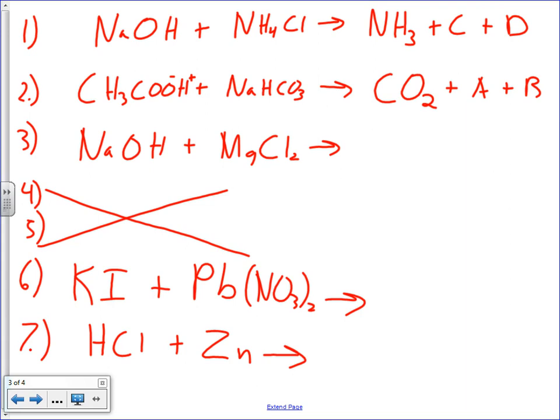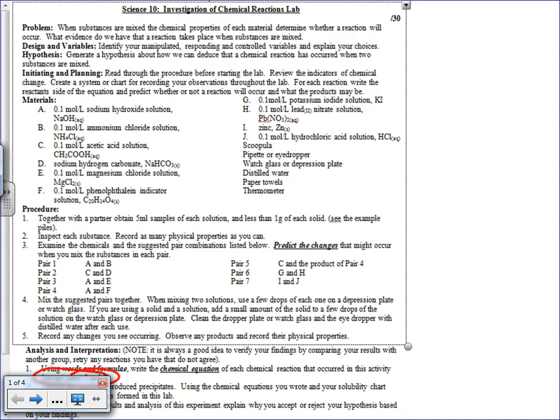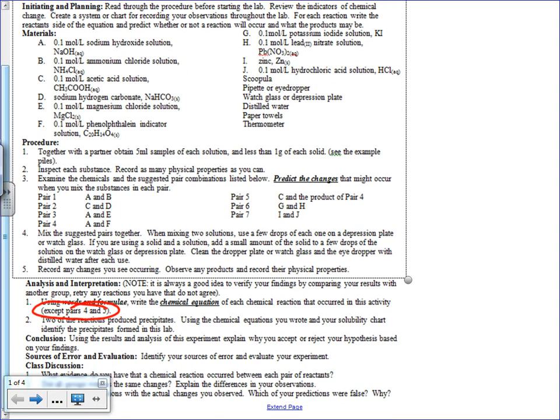Everybody with me there? Analysis question number 2 is really important. It's easy, but you've got to look for it. It asks about the 2 reactions that produced precipitates. You probably predicted those reactions correctly. What you need to do is use your solubility chart to figure out which of the products of those reactions is the precipitate. You'll have one of those that is soluble in water and one that is not. You have to figure out which one and identify it for me for question number 2.